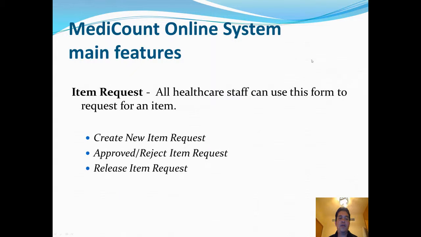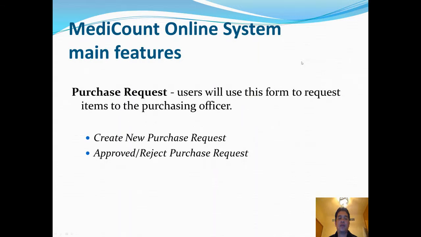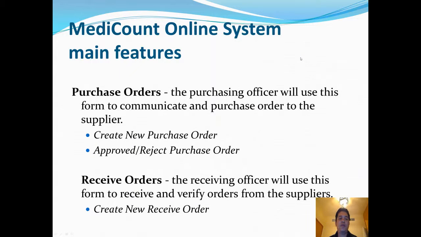We have here the main module, which is the item request. Then we have here the purchase request. Users will use this form to request items from the purchasing officer. Then we have the purchase orders. The purchasing officer will use this form to communicate a purchase order to the supplier. And then we have here the receive orders. The receiving officer will use this form to receive and verify orders from the suppliers.